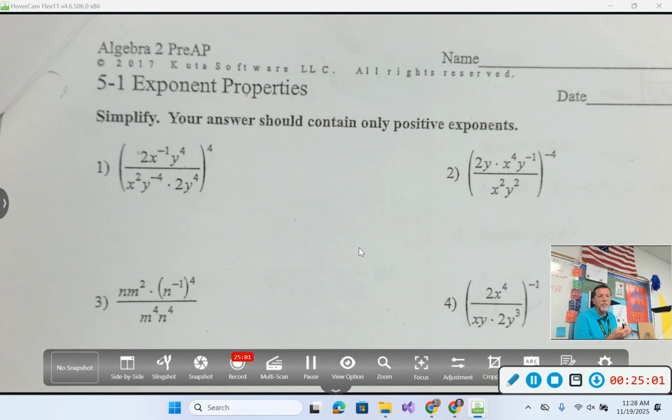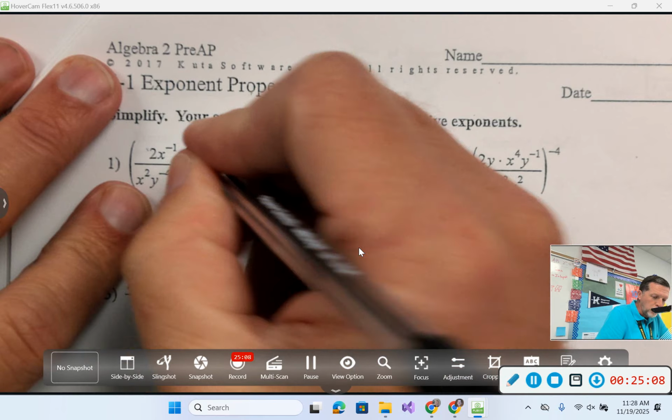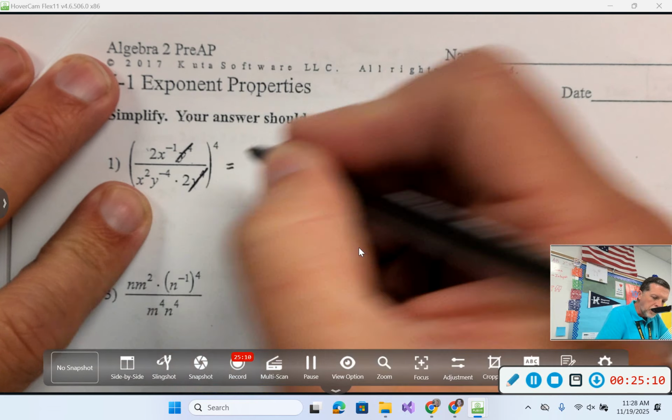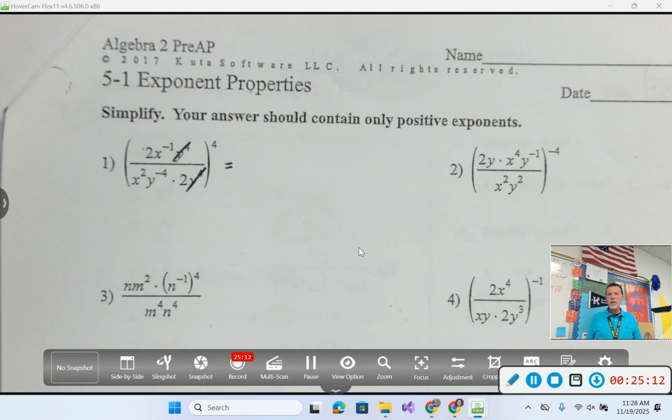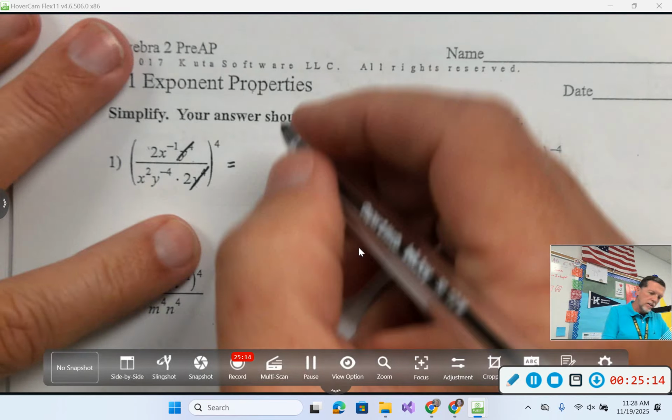So anybody got a preference? I think we should cancel them first, because then it's a little bit easier. There's one less thing or two less things to deal with. Okay, there's still more to go, but let's distribute the 4 now.